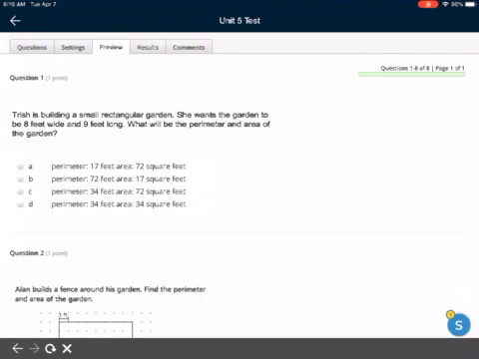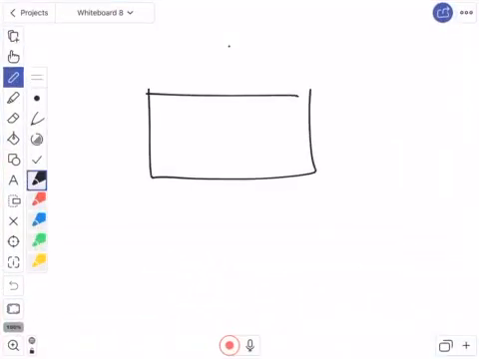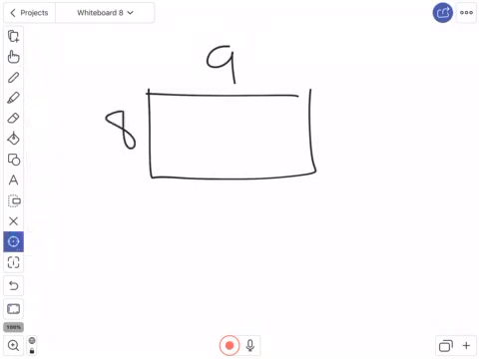Okay, well, so this is where I'd go to my Explain Everything. Okay, well, it says the rectangle is 9 feet long and 8 feet wide. So I have to remember, okay, which one is perimeter? Which one is area? So then I have to use what I know to figure out perimeter, and I have to use what I know to figure out area.